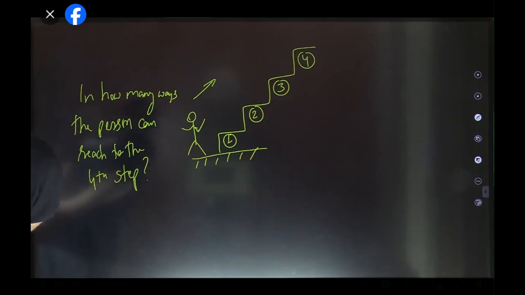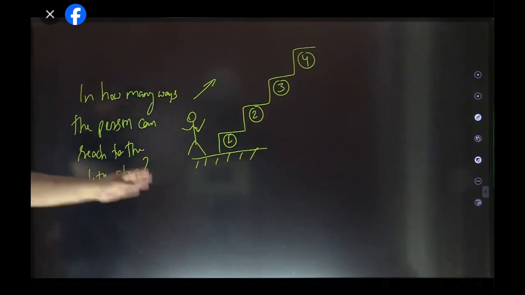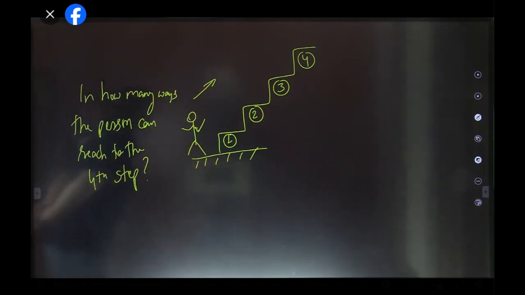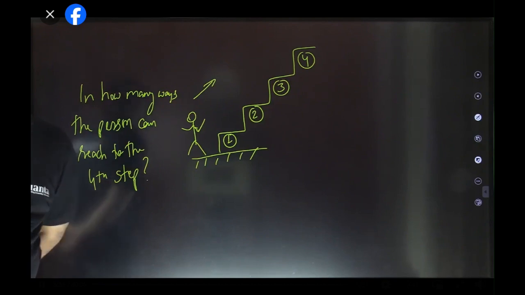I'm getting different answers here: 4, 14, 8. Somebody says 15 also, one way. Jumping is allowed. Yes, the person can directly jump to the fourth step also. We have just started, and we are just revising the things which we did yesterday. There is going to be only one answer and you are getting different answers here, so please tell your thought process also.